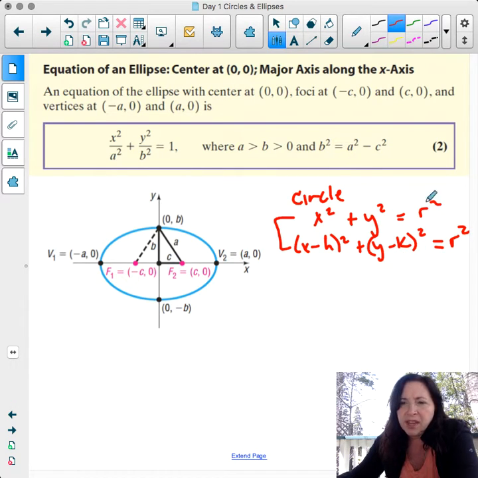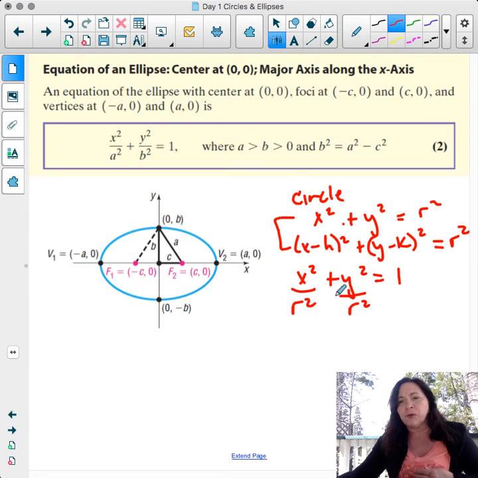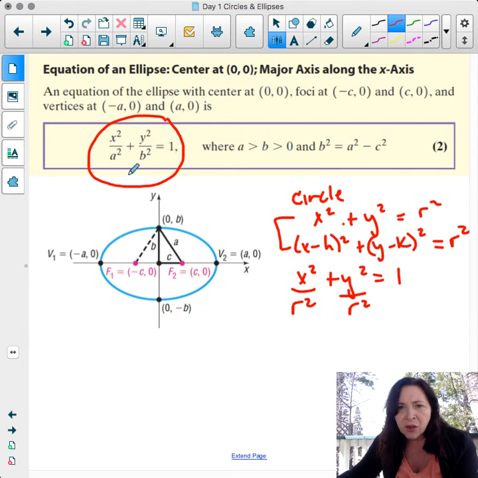But if I were to take my r and divide it through, so I had x squared plus y squared is equal to 1, and then my r squareds would be down here. Notice that for a circle, the two denominators would be exactly the same. They would both be r squared. Whereas for an ellipse, your a squared and your b squared are different values. And so that differentiates a circle from an ellipse.